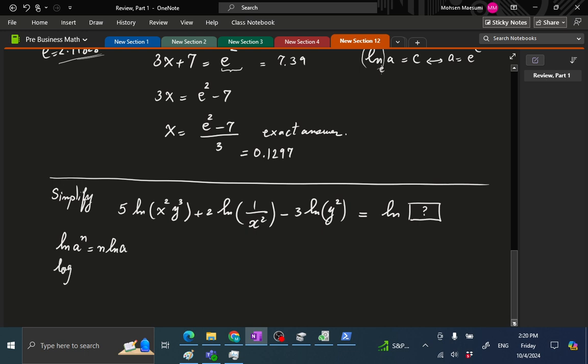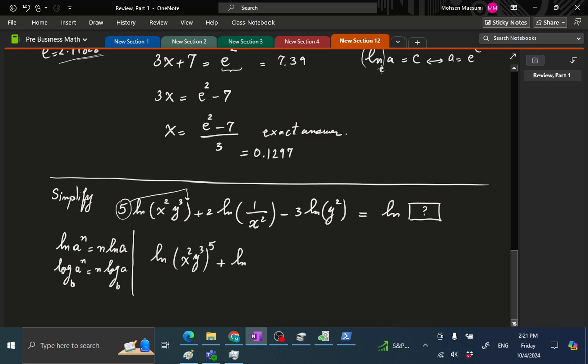We might have written it with some particular base. It doesn't matter what the base is, it's the same idea either way. So the exponent becomes a multiple up front. So this 5 is really an exponent of the argument of the logarithm. So we have to write it as logarithm of (x squared y cubed) to the power of 5.